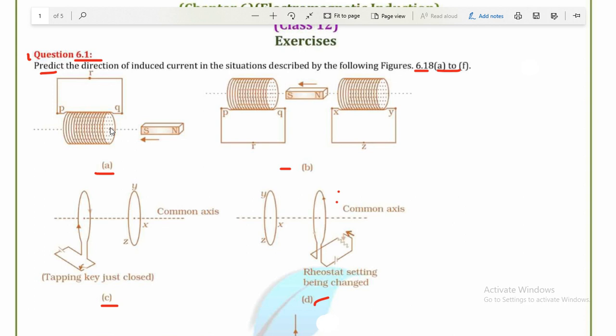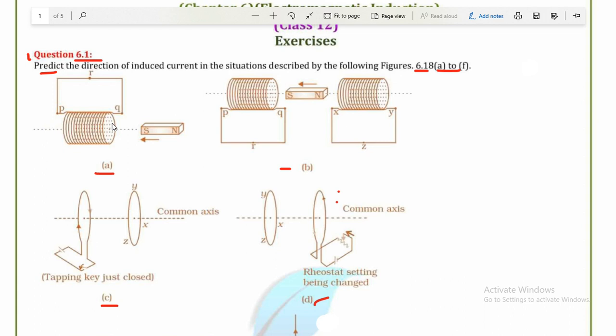So it means the current in this loop is induced in such a direction that an S pole appears here, so that it will repel this S pole of the magnet. Okay, because if this magnet stops its motion, then the change in flux through the coil remains 0 and there is no induced current. So to stop this magnet, this face looks like an S pole.